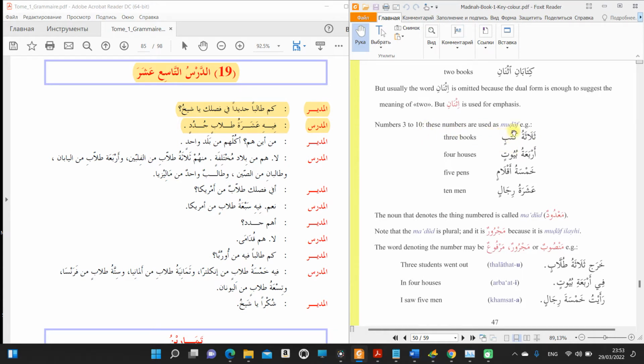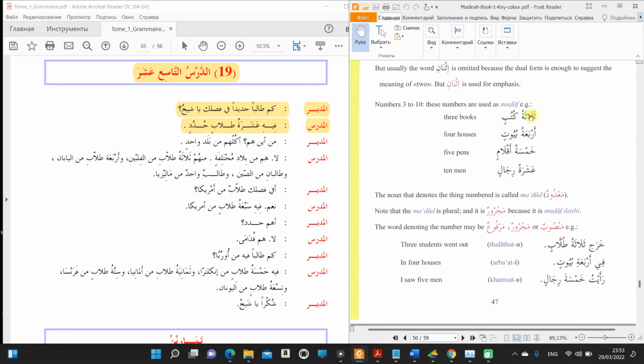So numbers are used as مضاف. ثلاثة never takes alif lam, it never takes tanween. And something that is numbered or counted takes kasra because it's مضاف إليه. ثلاثة كتب, 3 books. أربعة بيوت, 4 houses. خمسة أقلام, 5 pens. عشرة رجال, 10 men. And the noun that denotes the thing numbered is called معدود.